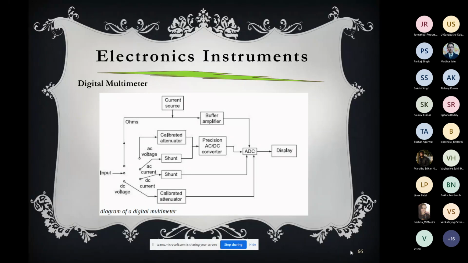Now, when it is ohm, then there is a current source, and then the IV method, resistance is determined, and there is a buffer amplifier. Again, that is converted by the A to D ADC, and then that is displayed. Okay, so this is the full thing about the digital multimeter, which is very popular among the students and everybody, and it is very cheap also.